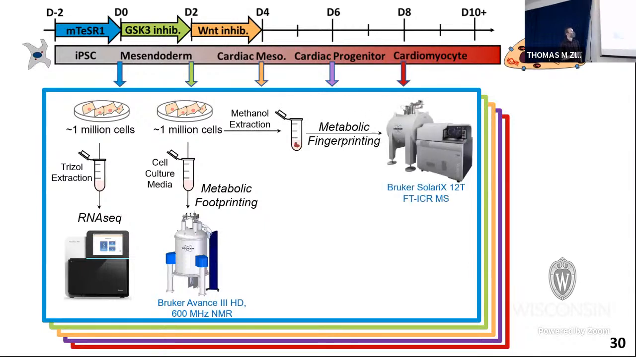We can also take the remaining cells. So this is just taking basically all the food that's on top of the cells. And we can take the cells themselves and we can extract all the metabolites that are within the cells. So here we're getting the metabolites that are outside of the cells, and here we're taking the metabolites that are within the cells. And we can run that on a specialized mass spectrometer, which I'll explain here in a little bit as well.